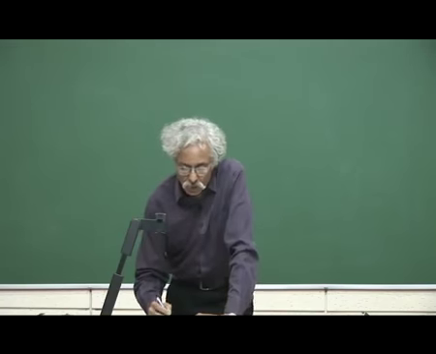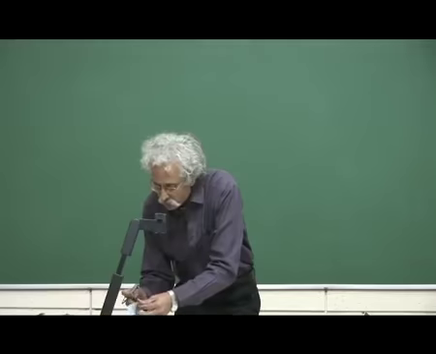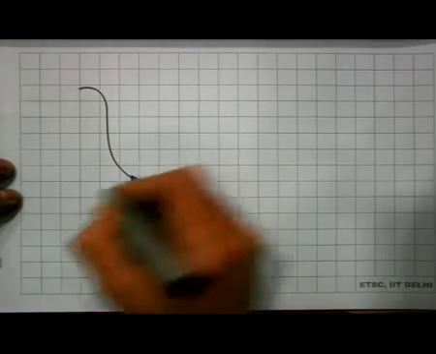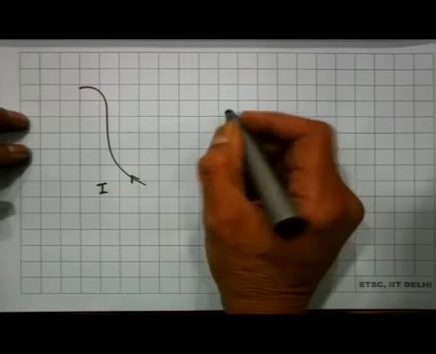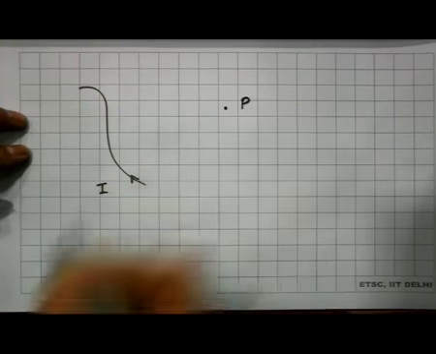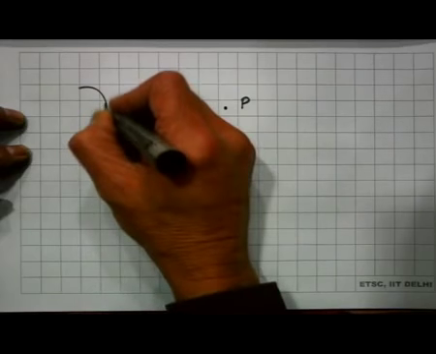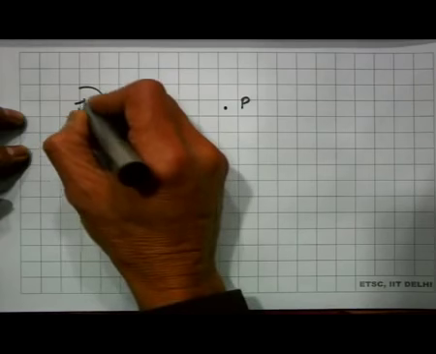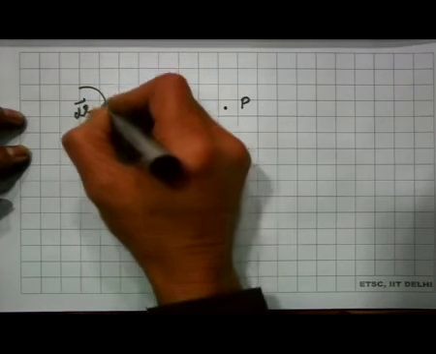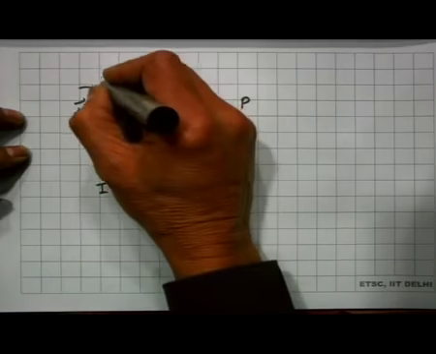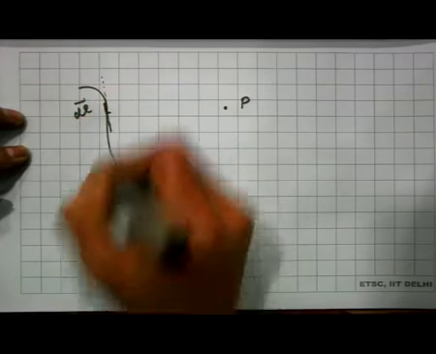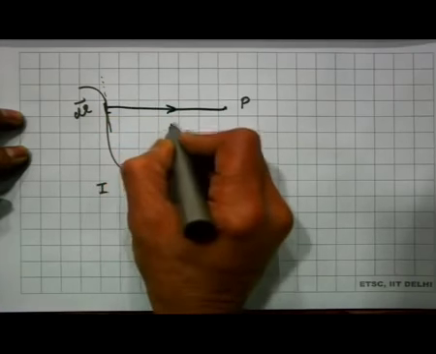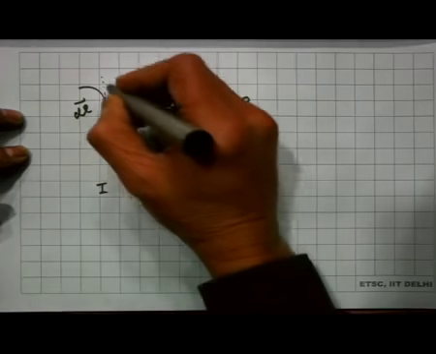So let me consider a wire like this which is carrying current I. I want to find out what is the magnetic field at some point P. So for this I take a small element of length here, dl vector, which is along the direction of the wire. This is the tangent to the wire at that point, and let me join this. So this is r vector, and let me call this angle theta.